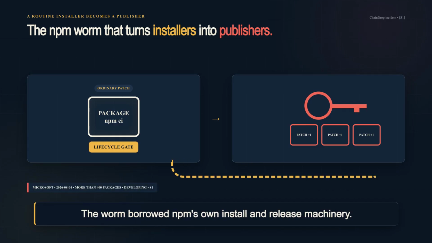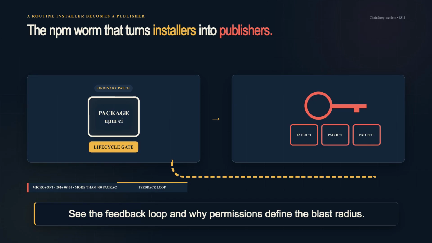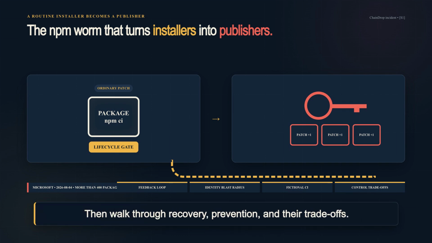In the next 4.5 minutes, you will see the full feedback loop, learn why permissions define the blast radius, walk through a fictional CI incident, and leave with a practical exposure check that does not depend on memorizing a changing package list.